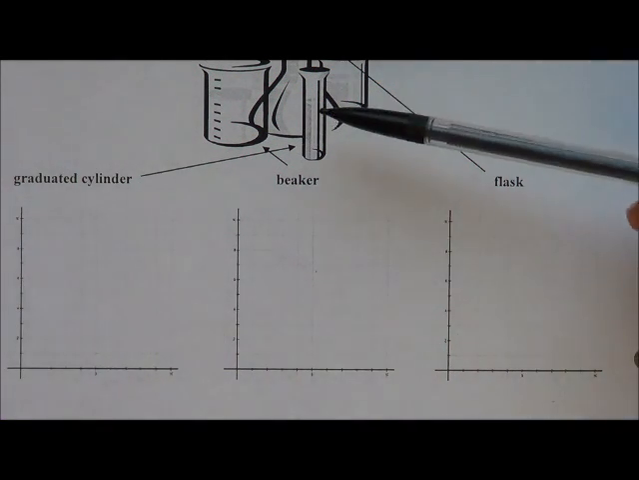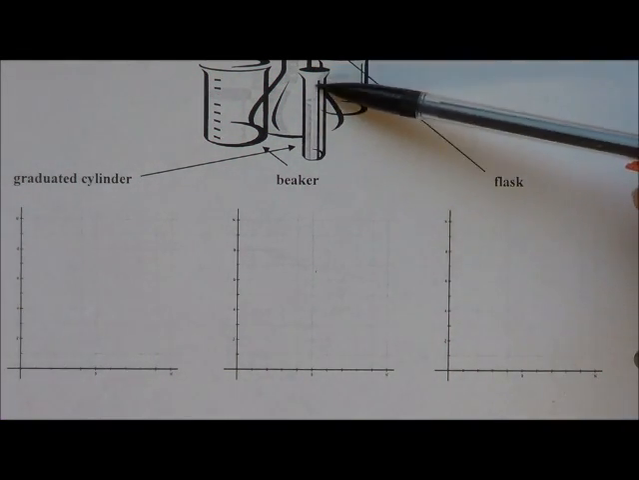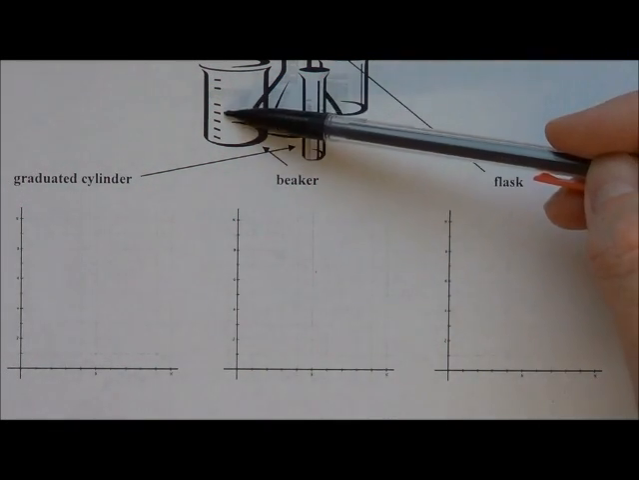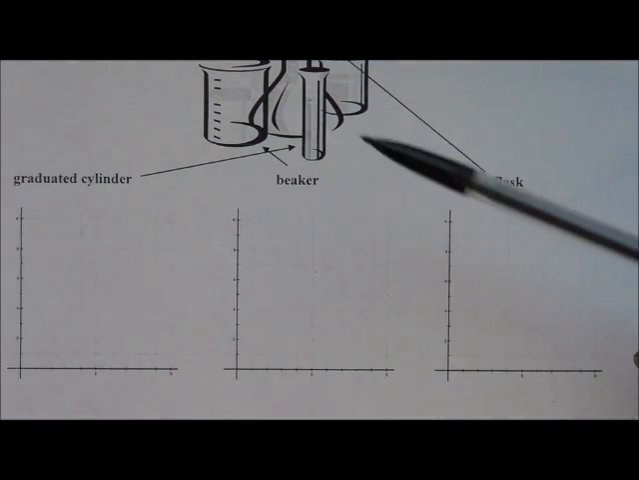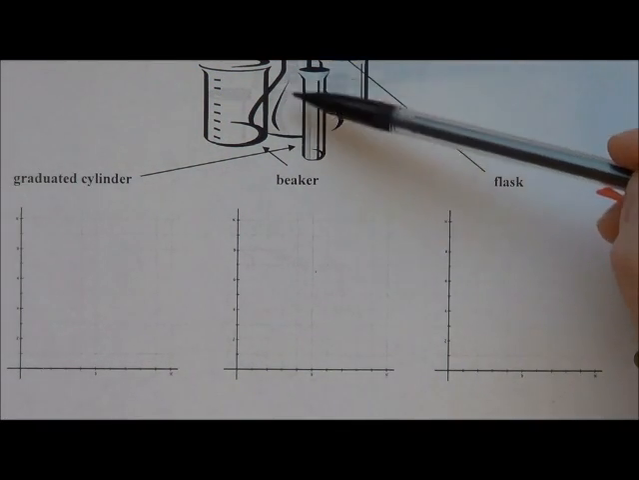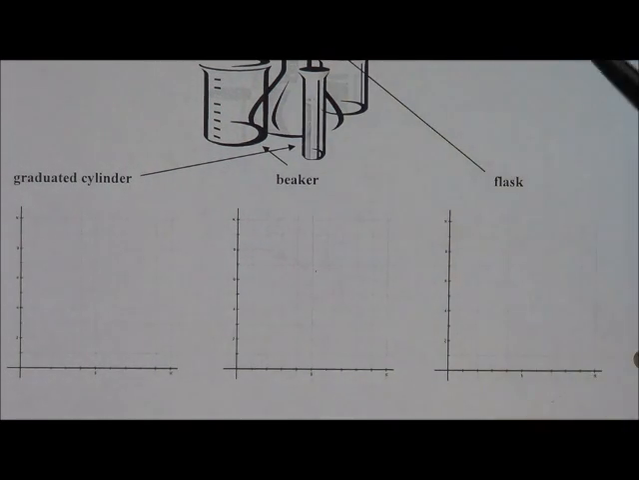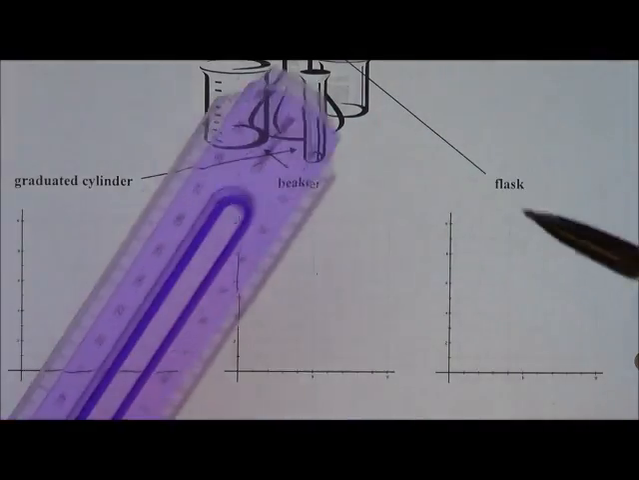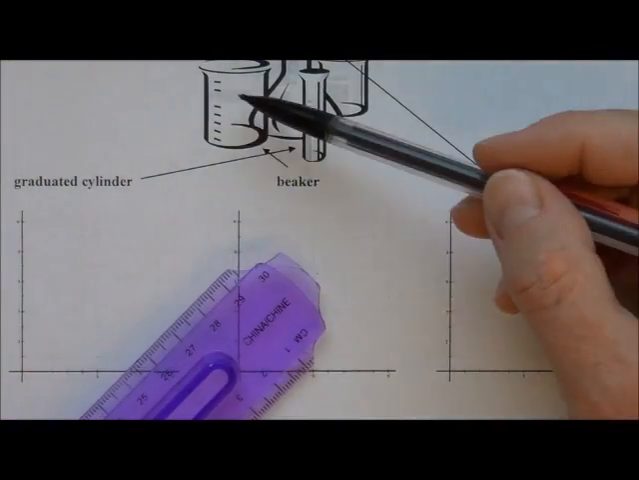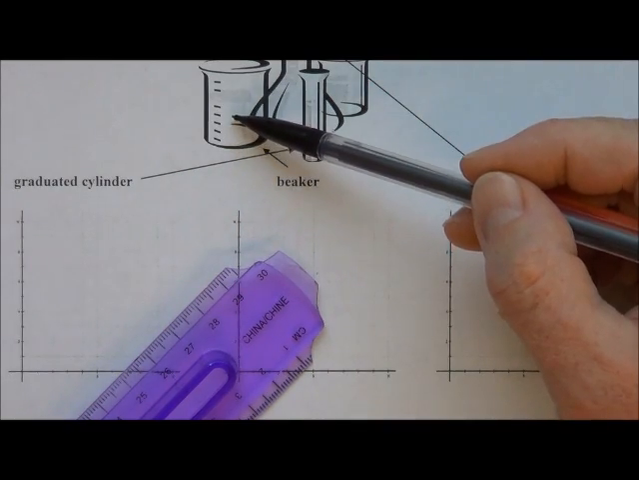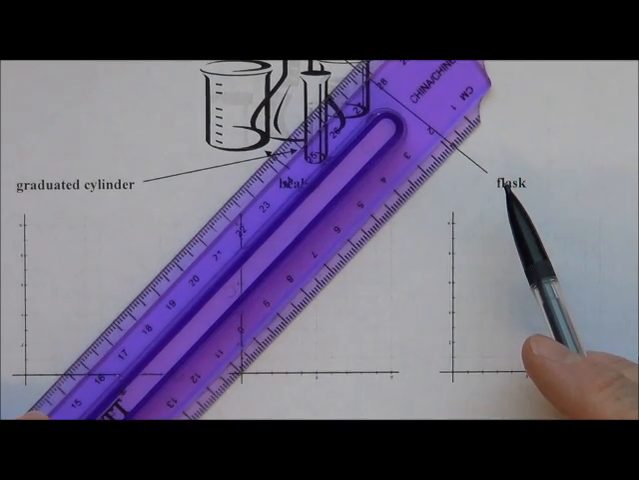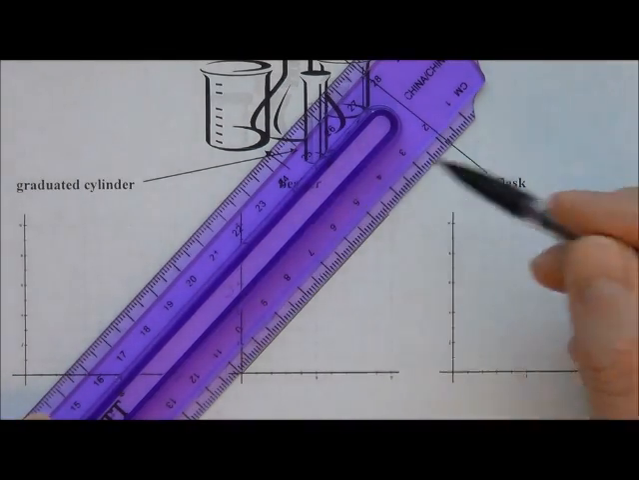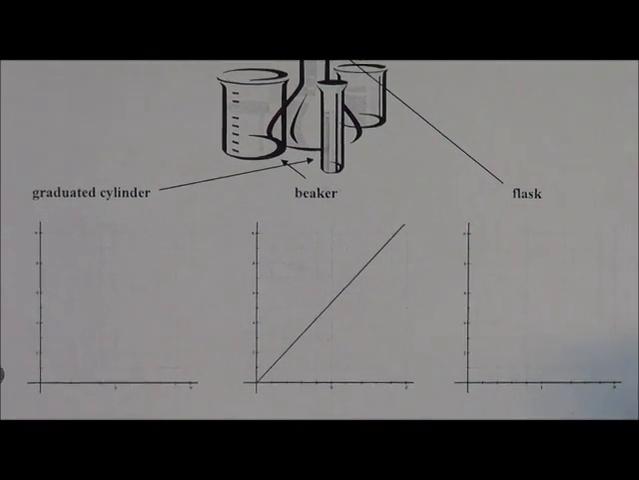So for the graduated cylinder, I'm seeing that it is thin and tall. The beaker is a little wider and about the same height. And then the flask is much taller but wider at the base and then narrower at the top. So I'm going to start with the beaker, and I'm going to say that the water is basically going to fill up and rise at a constant rate. So I'll start with this one, and it'll look something like that.